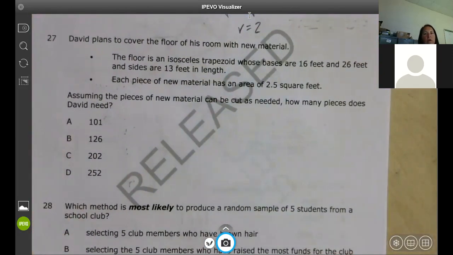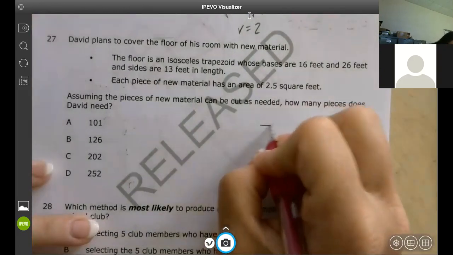David plans to cover the floor of his room with new material. The floor is an isosceles trapezoid. What does isosceles mean? Two sides are the same, okay? What's a trapezoid? Give me an idea. Draw in the air, I don't care. What's it look like? And the other two kind of go into each other. What I call it is a triangle with the top cut off. Does that make sense? A triangle with the top cut off.